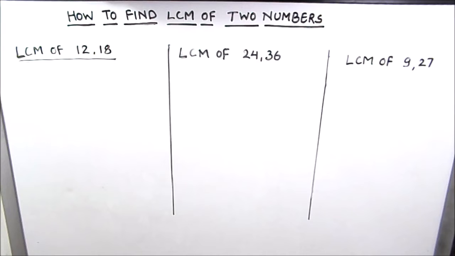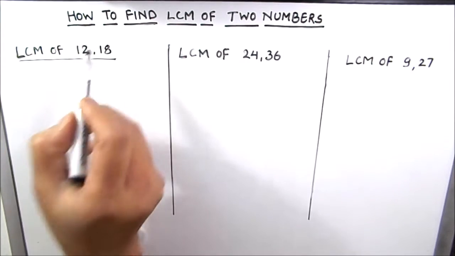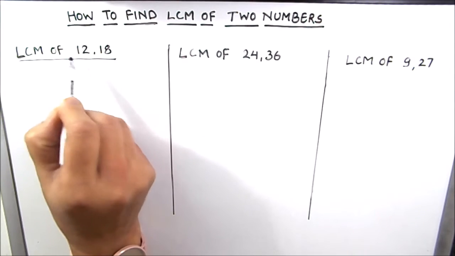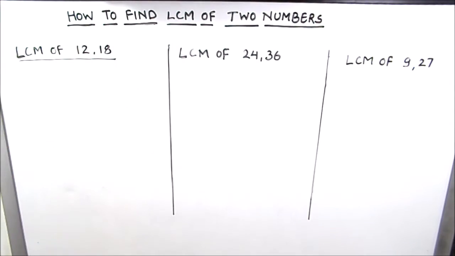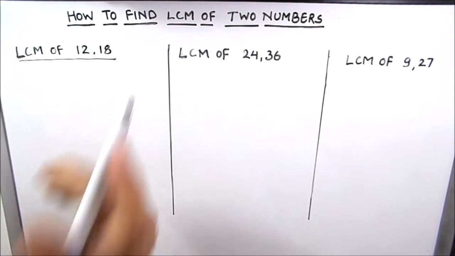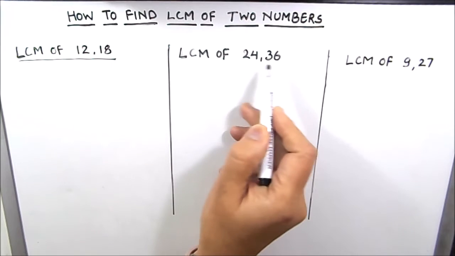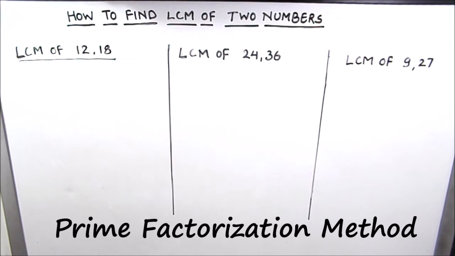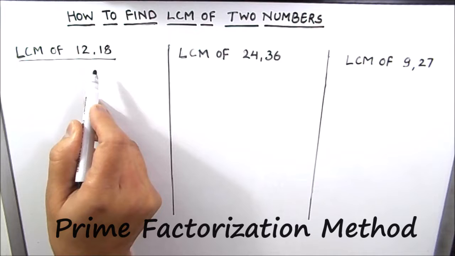So LCM, as the name suggests, is least common multiple. That means for finding the LCM of the two numbers, we need to write the multiples of both the numbers separately and find out the common multiple. But instead of writing the multiples of big numbers like 24, 36, 27, we can use a method where we find the LCM of the two numbers using factors.